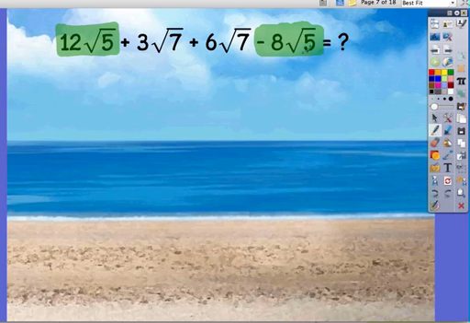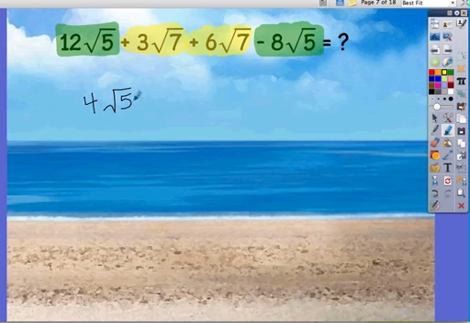So when I combine these, 12 square roots of 5 minus 8 square roots of 5, how many square roots of 5 do I have? I have 12 minus 8, which is 4 square roots of 5. So then I need to go ahead and look at my other radical. I have a radicand of 7, so this is a like term. It's got a radicand of 7.